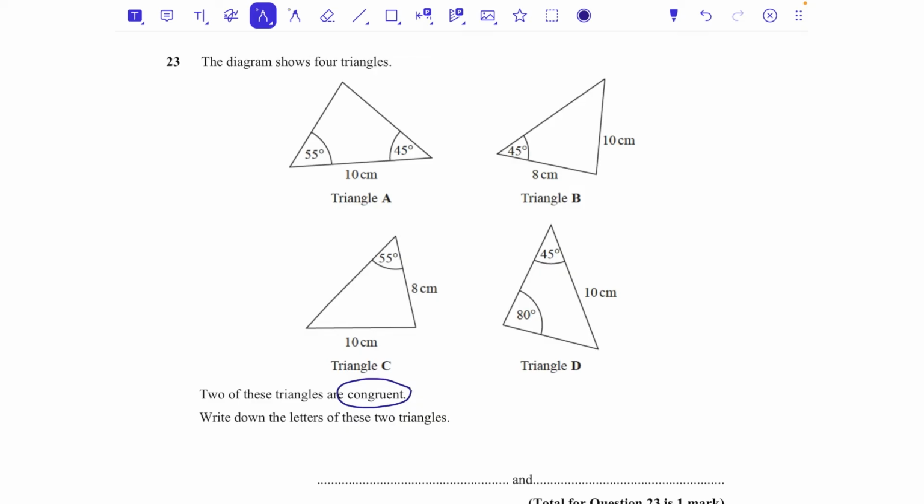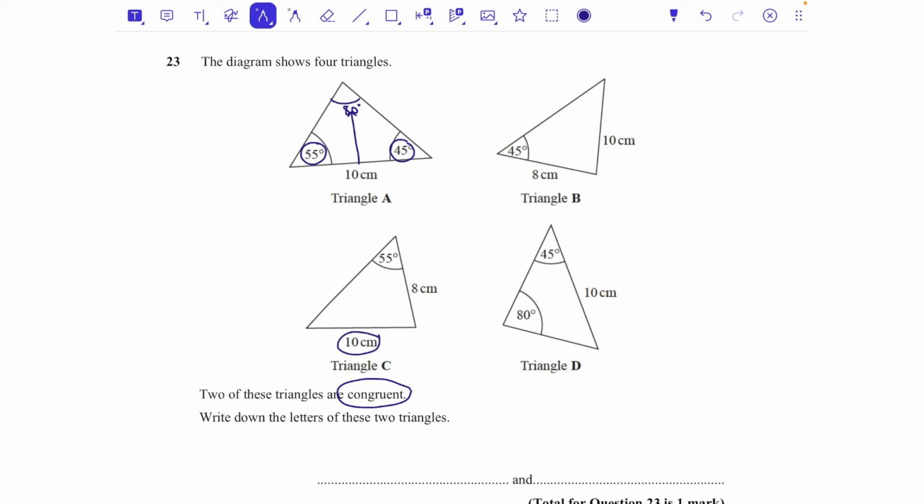Now, as a bit of a clue, if you look here, 10, the angle that it's opposite, remember angles in a triangle add up to 180. I've got 45 and I've got 55, which adds up to 100. So in this first triangle, the 10 is opposite the angle that's 80 degrees. So I need to find where that happens again.